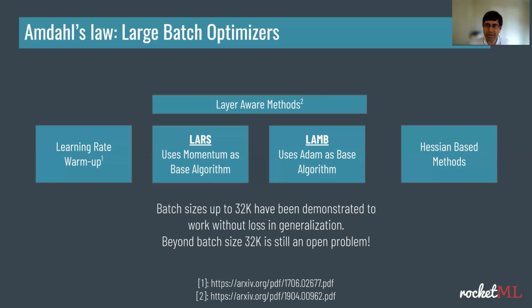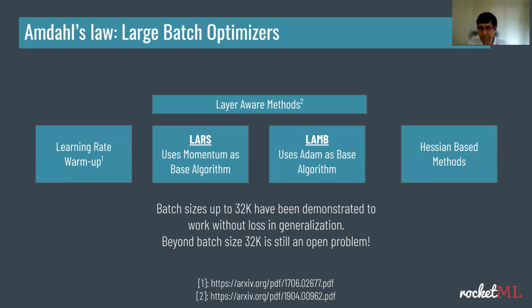One is using momentum as the base algorithm. That is, you use the vanilla momentum, but you work layer by layer. And the other one is using Adam as your base algorithm. That is, you use Adam, but run Adam layer by layer. LARS and LAMB have been shown to work very well up to batches of 32,000 without loss in generalization of the networks. Beyond batches of 30K, it still seems to be an open problem. LARS and LAMB are first order methods that you can use for large batch optimization.